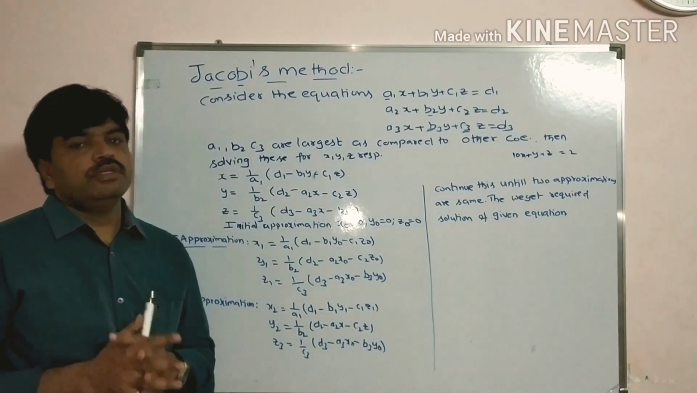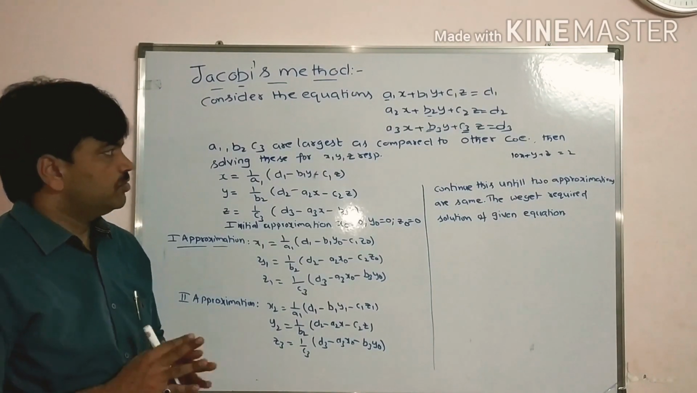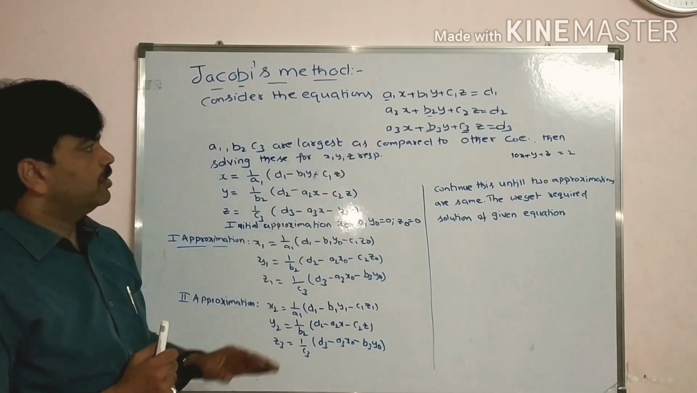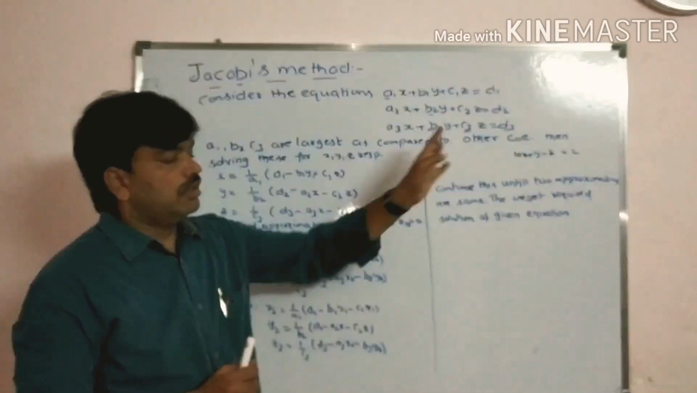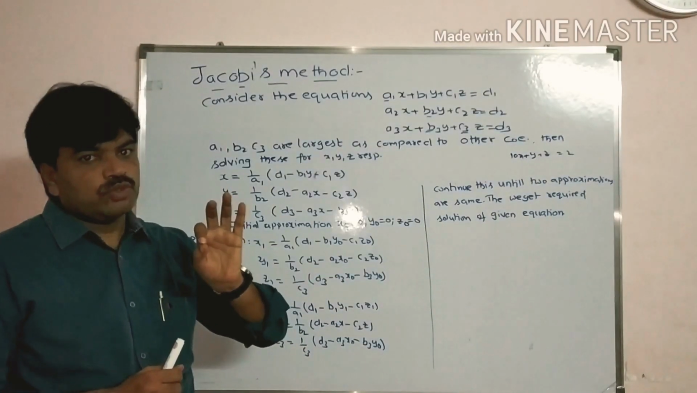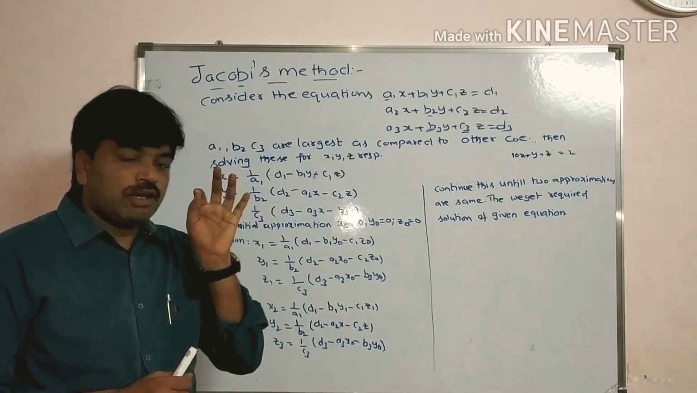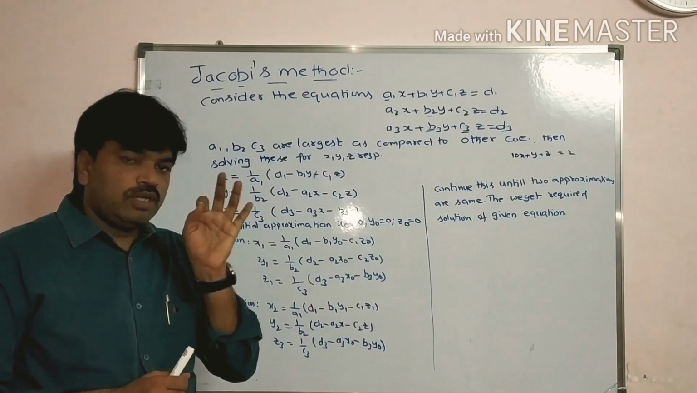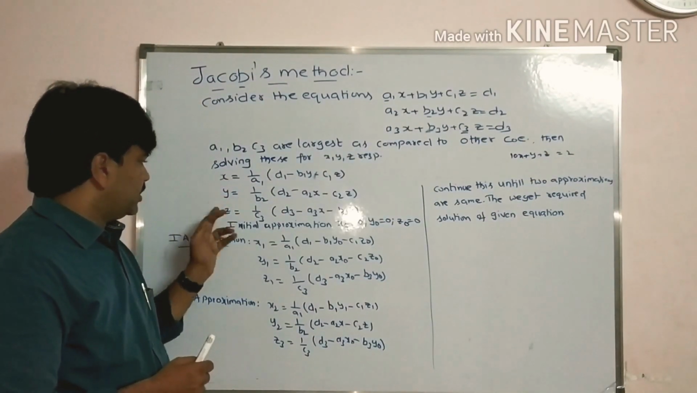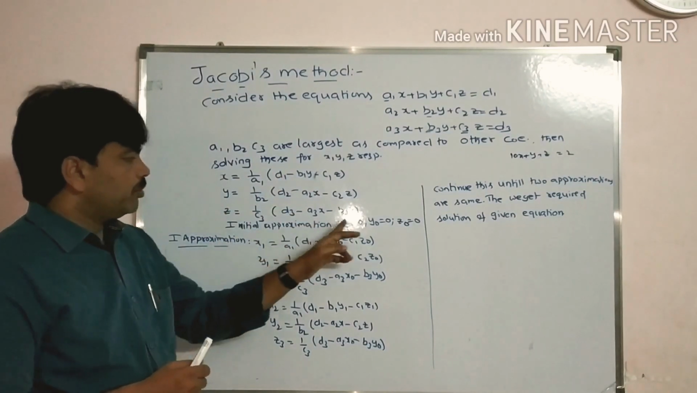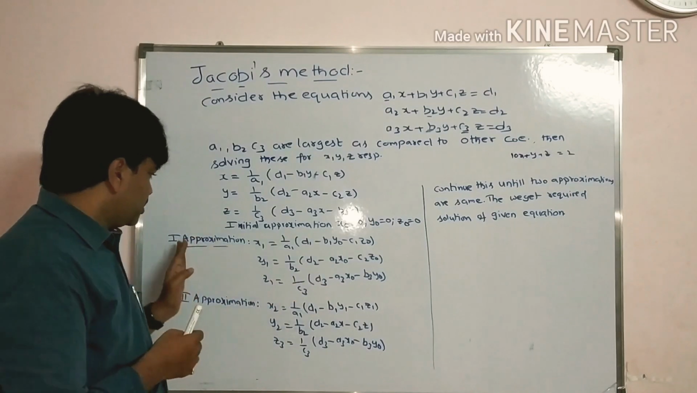This is about Jacobi's method, students. Once again, given three equations, what is the condition here? Diagonal elements are largest as compared to other coefficients. Then we rearrange the terms like this, x, y, z. And then for the initial approximation, you take x naught, y naught, z naught equal to 0. You substitute here. That is the first approximation.